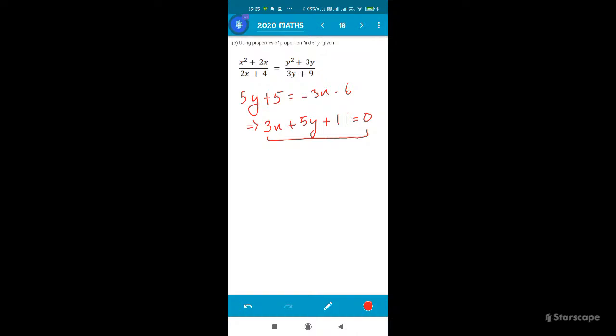Next, let's move on to another question. Question number B. Over here we have been told that we have to use the properties of proportion to find x is to y from the given expression. Always remember, whenever you are asked to find out any value or prove anything by using the properties of proportion, you always have to use componendo and dividendo. So over here also we are going to use componendo and dividendo.